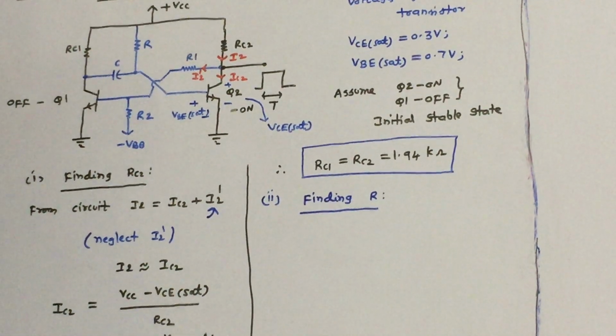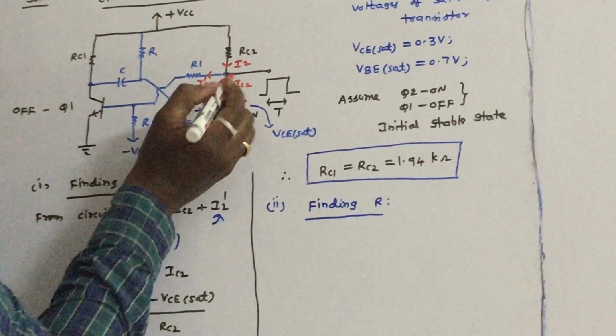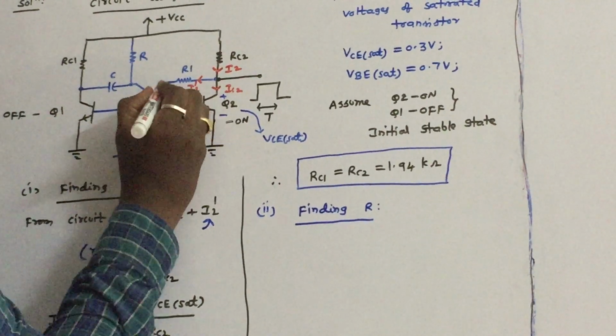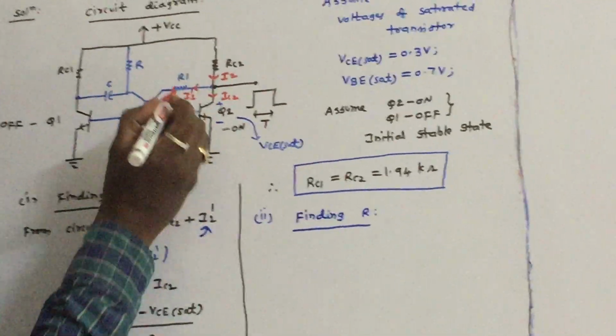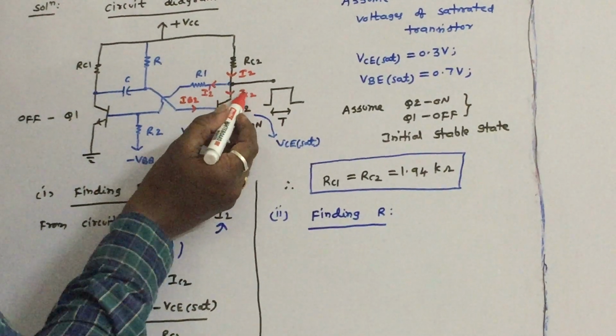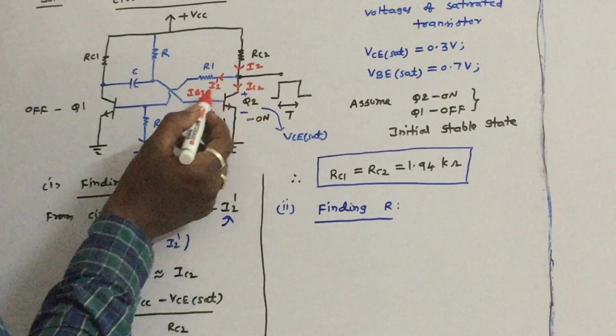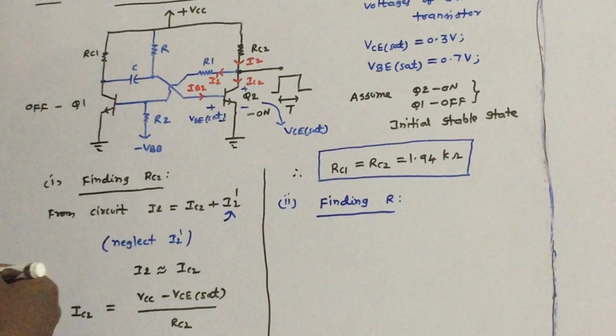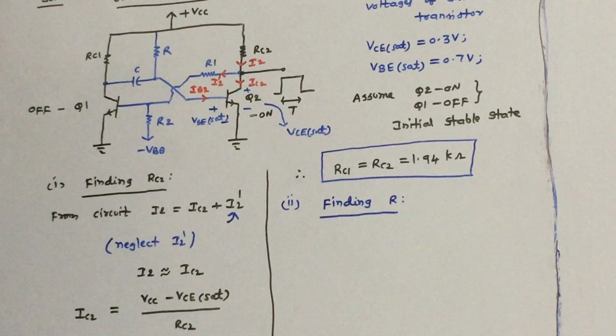For this purpose, it is given in the problem IC2. Once you know it, you can easily calculate IB2, the base current. So we have a straightforward relation between IC2 and IB2, and therefore you can directly calculate the base current. So first, calculating the base current.